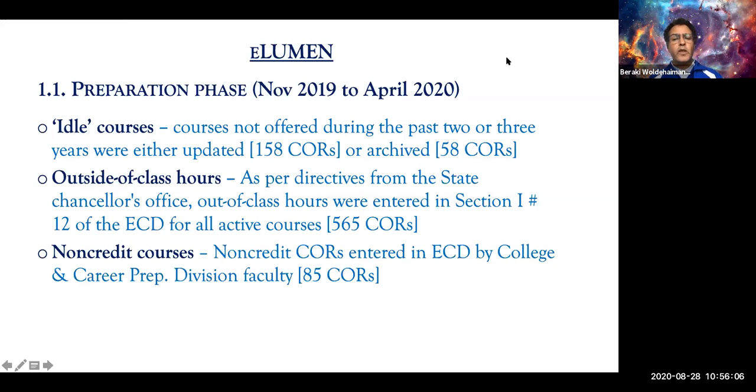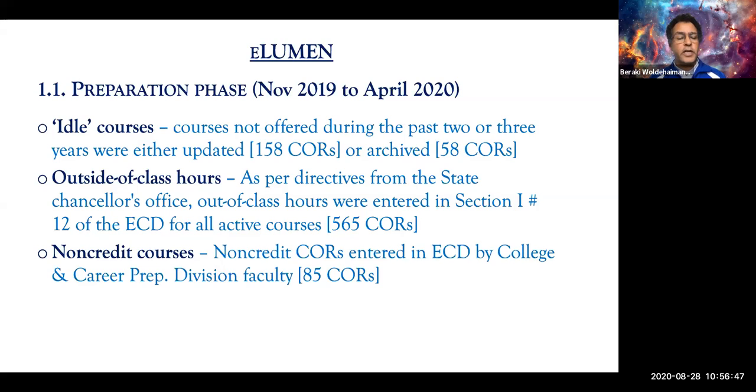So there were many courses that were not offered during the past 2 to 3 years. So we asked faculty to either update them or archive them because we wanted to clean our ECD system. Before we could migrate the course outlines from ECD to eLumen, we wanted to have a clean ECD system. Based on this, there were 158 courses that were updated during this time, and about 58 courses were archived.